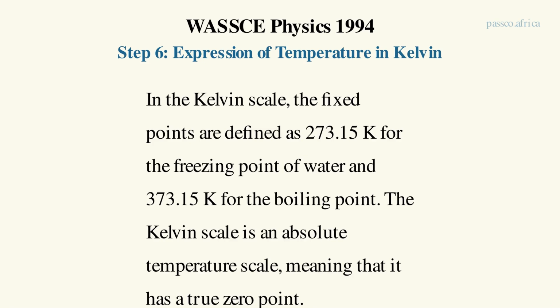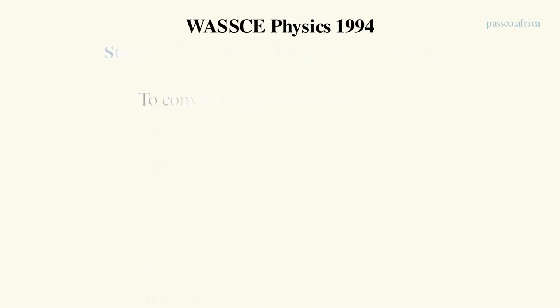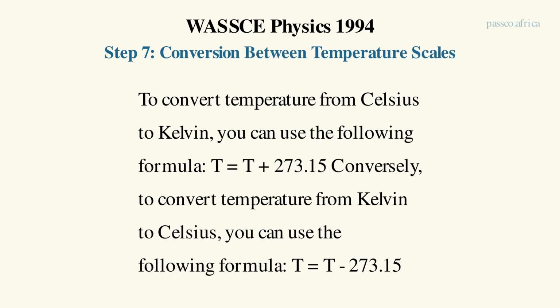Step 7. Conversion between temperature scales. To convert temperature from Celsius to Kelvin, you can use the following formula: T equals T plus 273.15. Conversely, to convert temperature from Kelvin to Celsius, you can use the following formula: T equals T minus 273.15. To recap, we solved the question by 1.